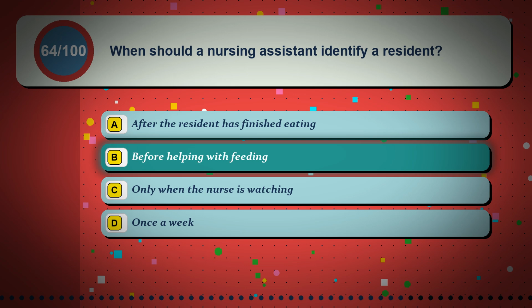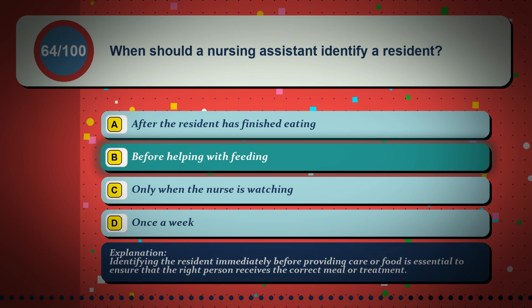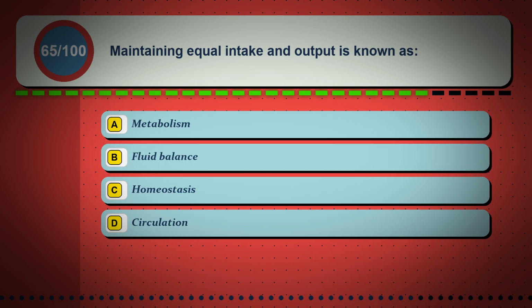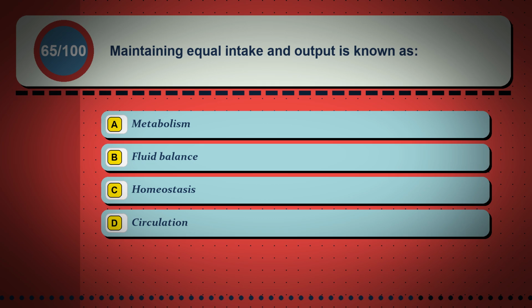The correct answer is option B, before helping with feeding. Identifying the resident immediately before providing care or food is essential to ensure that the right person receives the correct meal or treatment. Question 65. Maintaining equal intake and output is known as option A, metabolism, option B, fluid balance, option C, homeostasis, option D, is circulation.